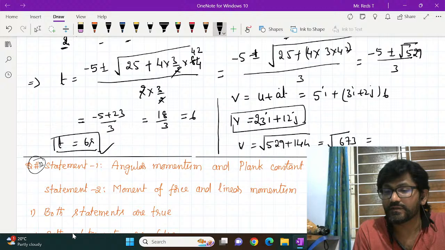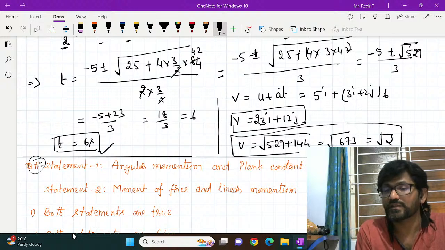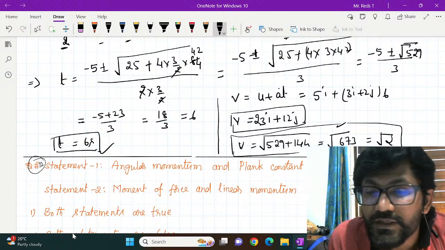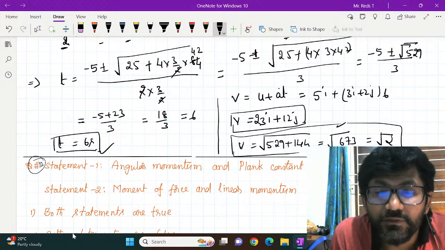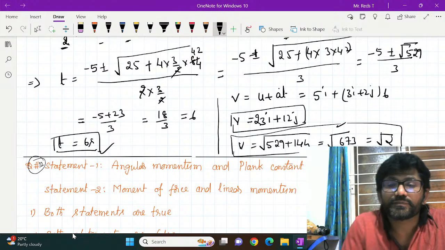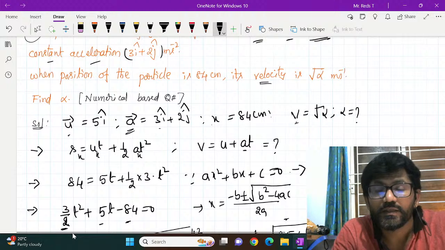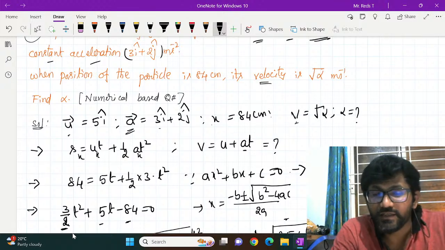So this is identical to root alpha. In the question it is given that v should be equal to root of alpha. In place of alpha we have what? 673. This is a numerical question, guys. So try to take the values properly. Practice once again, step by step. I hope the writing part is clear for you all. Right, so take and practice, guys.